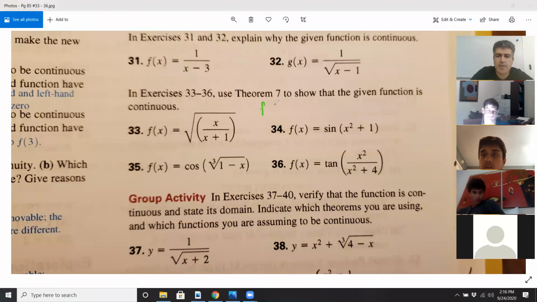So for example, let's say f of x equals x. Let's say g of x is x plus 1. Are each of those continuous, yes or no? Yeah, they're all linear. Linear functions are continuous.